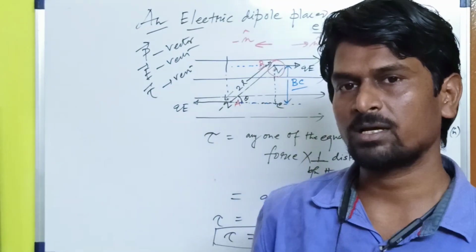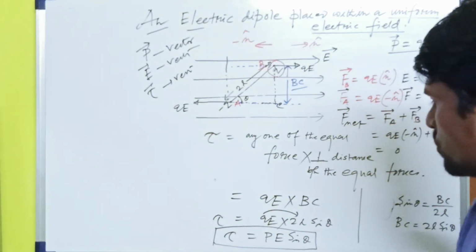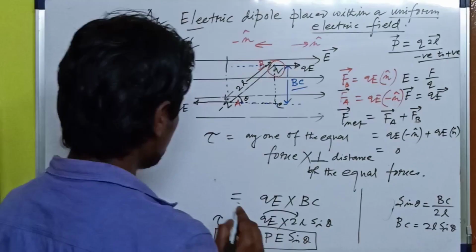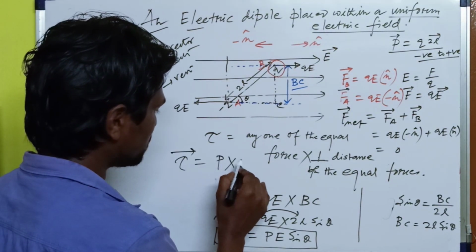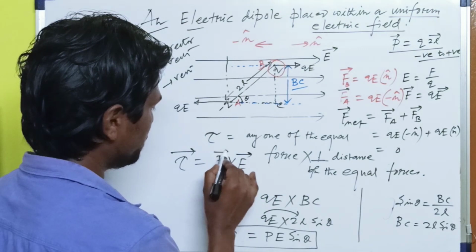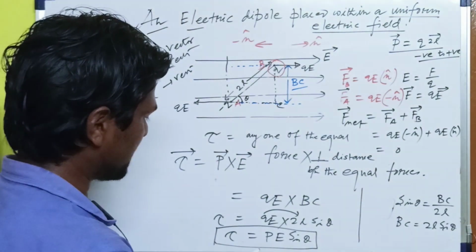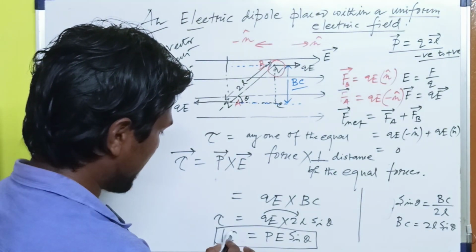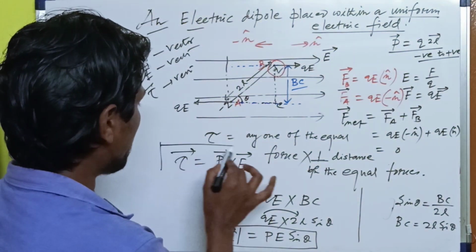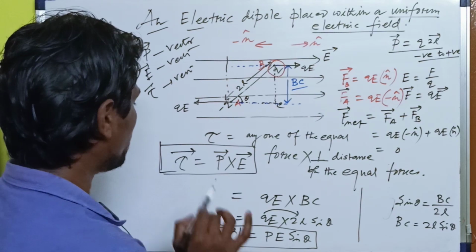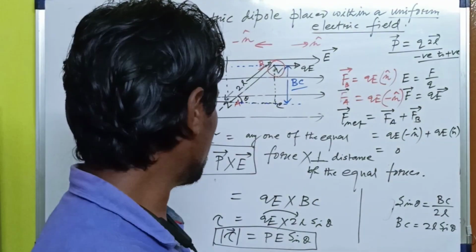So you have to take a cross product. We can write tau vector equals P cross E, because P sine theta is only the magnitude. So tau equals P cross E. Since tau is a vector quantity, tau equals P cross E.